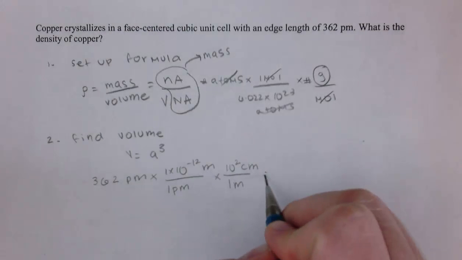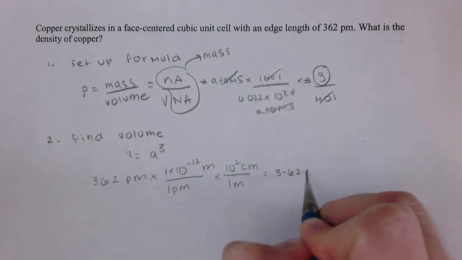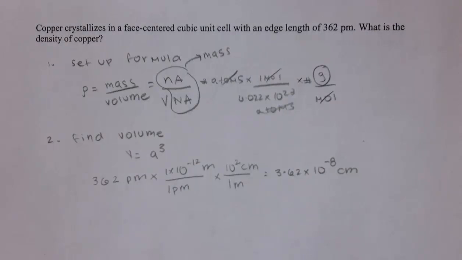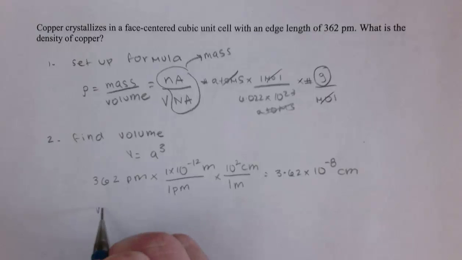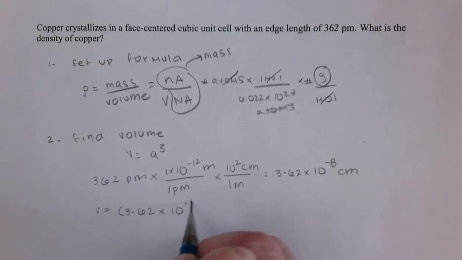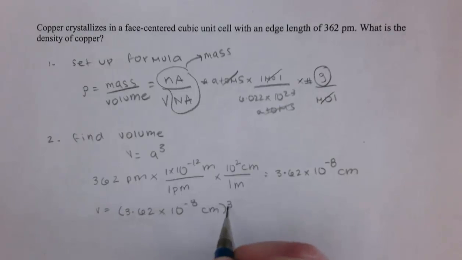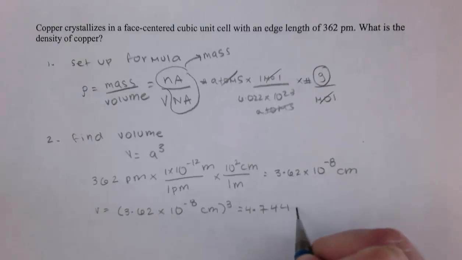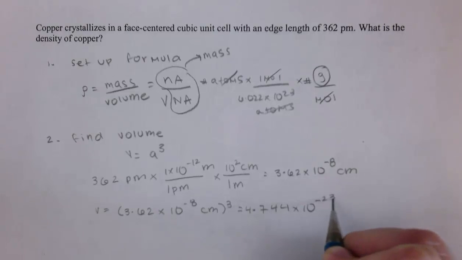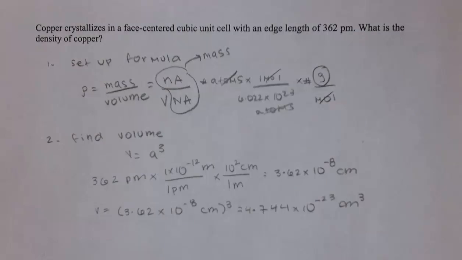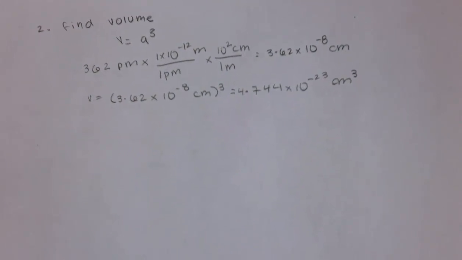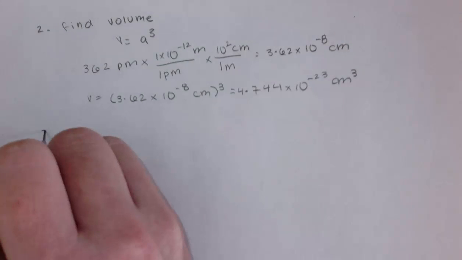So I end up getting that this is 3.62 times 10 to the negative 8 centimeters. So now we can find our volume, which is just 3.62 times 10 to the negative 8 centimeters cubed, which I ended up getting 4.744 times 10 to the negative 23rd centimeters cubed. Now that we have our volume, I'm going to find the number of atoms.